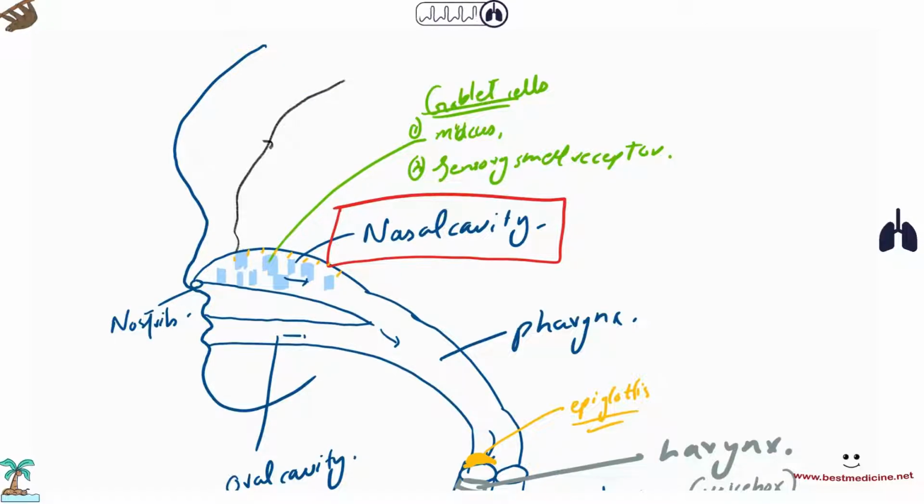travel through a nerve to the brain. Each of these is connected to a nerve, and then the nerve takes the sensory smell information to the brain. So that's the nasal cavity.